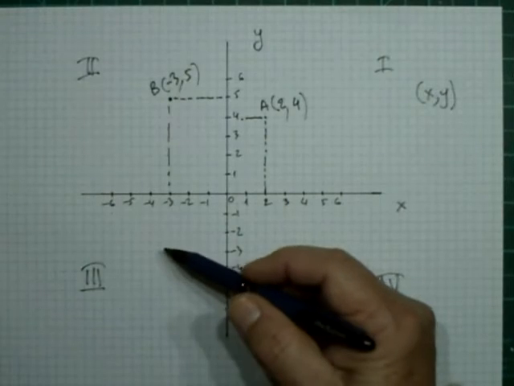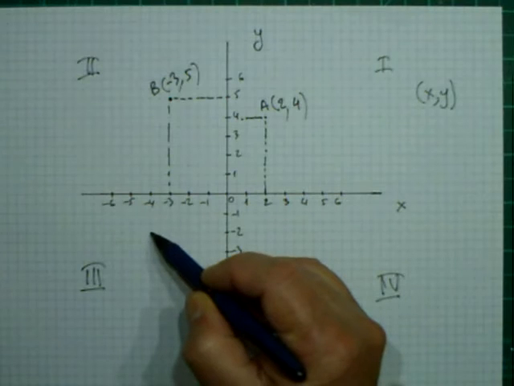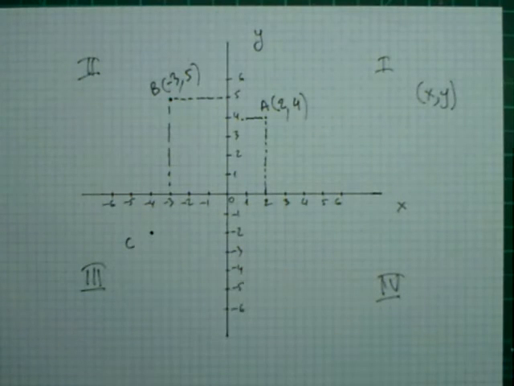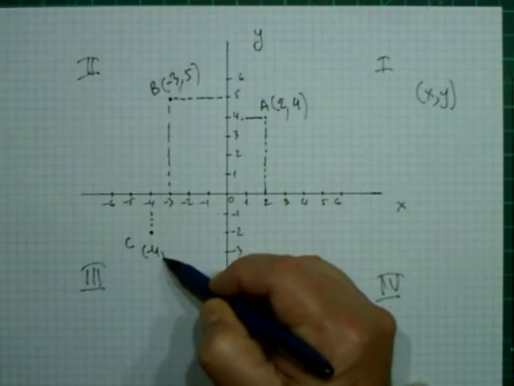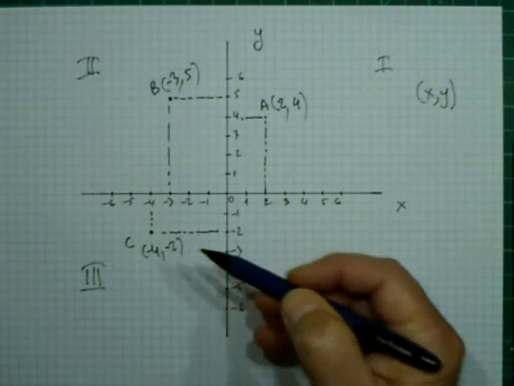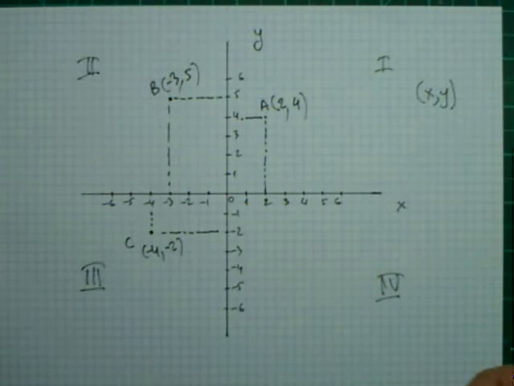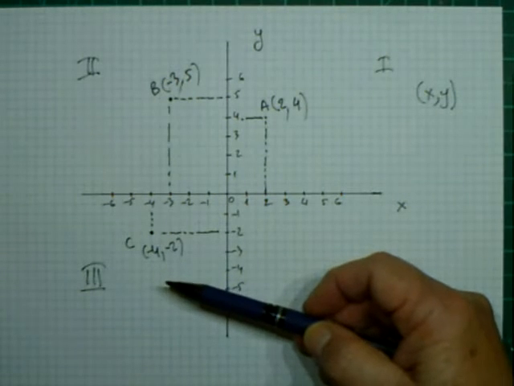Let's go to the third quadrant. Say that we try to find the coordinates of this point here, C. The abscissa here is -4 and the ordinate is -2. So point C has coordinates (-4, -2).